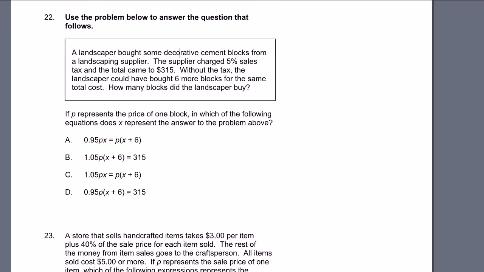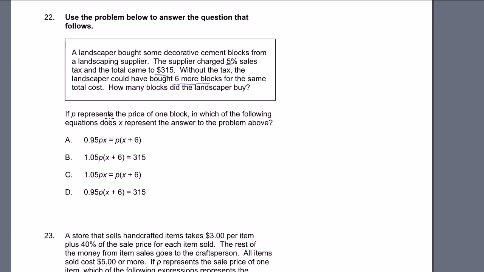A landscaper bought some decorative cement blocks from a landscaping store. The supplier charged 5% sales tax, and the total came to $315. All right, $315 after 5%. Without the tax, the landscaper could have bought 6 more blocks for the same total cost. How many blocks did the landscaper buy?